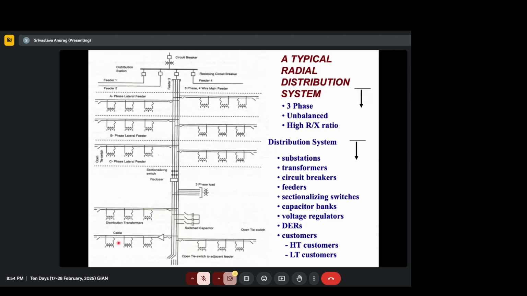DERs, which can be anywhere, right? And also sometimes we have an overhead line and sometimes we have a cable. Most of the bigger cities will have a cable nearby just because of safety reasons, but it costs 10 times more to have a cable compared to overhead lines. And then we have customers, which are three-phase, which is high tension or high voltage line. And then LT, which is a low tension or low voltage customer.